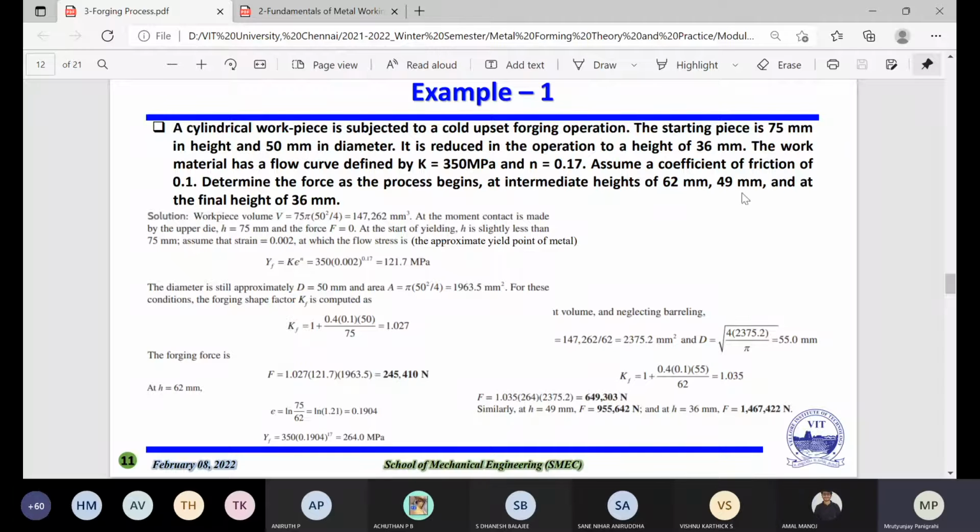At home, you can calculate the third and fourth part. If the intermediate height is 49 mm and the final height is 36, you will just write somewhere F equal to 955 kilonewton and F equal to 1467 kilonewton. In the similar way as the second part you have done, you can do the third and fourth part.